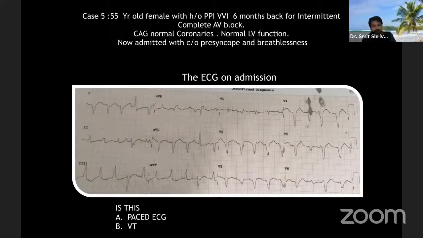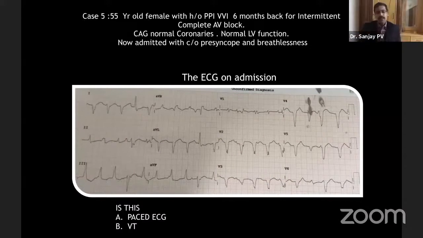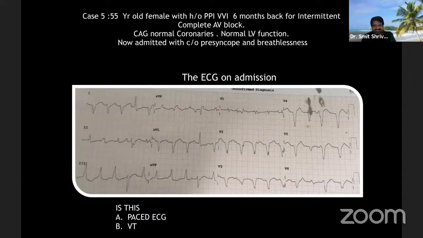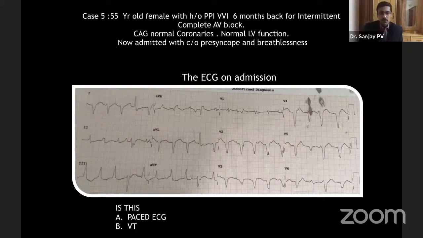So the house is undivided for paced ECG. So you mentioned all of them have chosen paced ECG. Yes. Okay. So this is in fact what the ER physician also thought, but there are some clues why this definitely cannot be a paced ECG.